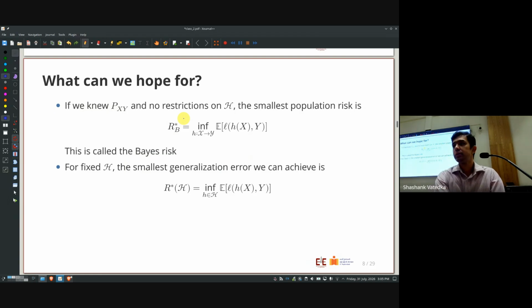But if we restrict ourselves to a particular concept class or hypothesis class h, then the minimization has to be done not over all possible functions, but rather functions within the hypothesis class. So the minimum possible generalization error that we can achieve is going to be denoted R star of h. This is the minimum generalization error from this class. Again, I'm putting infimum, but for convenience, you can just assume that these are minimum. And this minimum is achieved by some particular predictor.